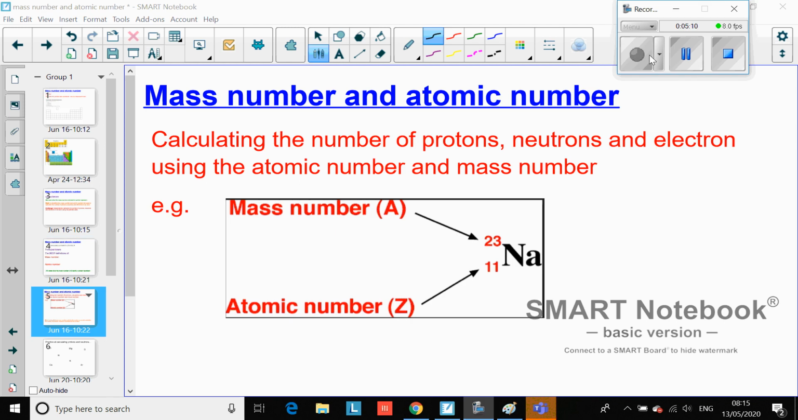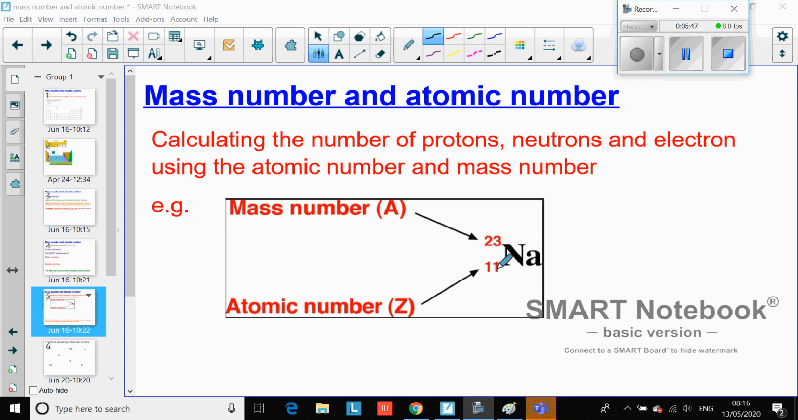Okay, welcome back. To calculate the number of protons and neutrons, we can use the atomic number and the mass number. Hopefully you remember certain things from the last lesson. For example, both protons and neutrons have the same mass, which we call 1. It's the number of protons that makes an atom what it is. For example, sodium has 11 protons. That's what makes it sodium. If it had 12 protons, it wouldn't be sodium anymore.